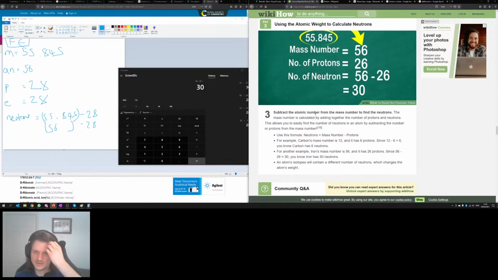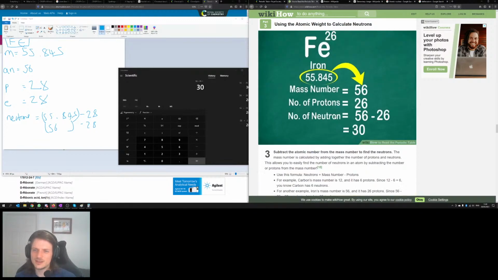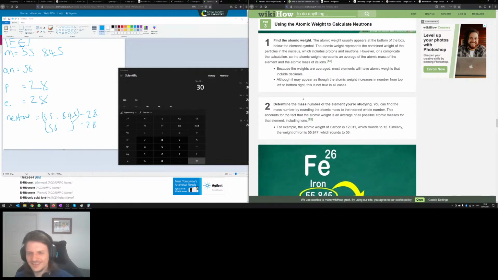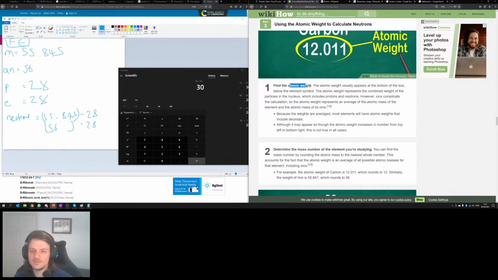I've missed something. Subtract the atomic number from the mass number to find the neutrons. So if I were to do that, it would be... See, this doesn't make sense. It just says: determine the mass number of the element you're studying. So find the atomic weight. Oh! Weight versus mass. Sly dog. I wonder if it's that.